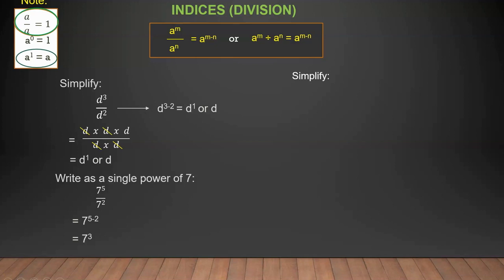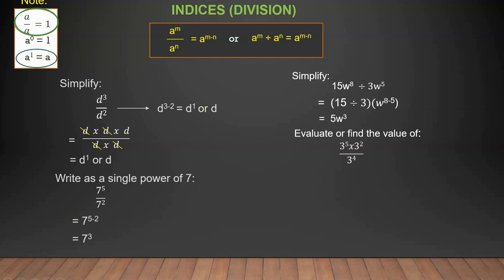You can simplify indices with coefficients. Coefficients are the numbers before the letters. So divide the coefficients first. That's 15 divided by 3. And then the letters. For the same base, which is w, subtract the powers, 8 minus 5. So 15 divided by 3 is 5. For the w, 8 minus 5 is 3. So 5w cubed.